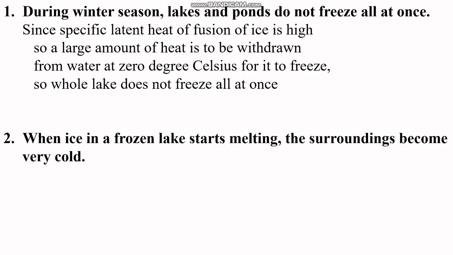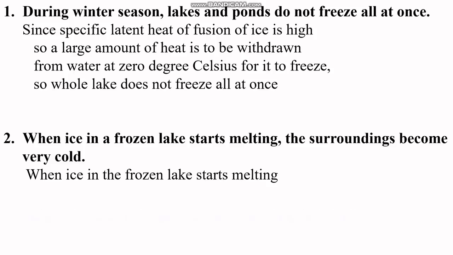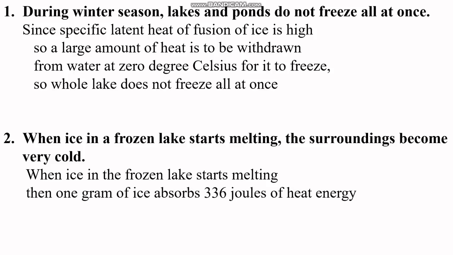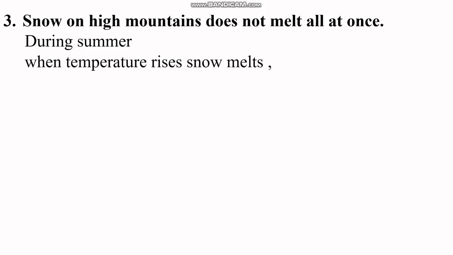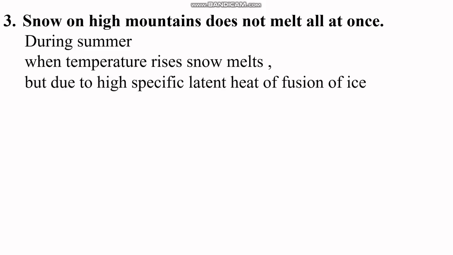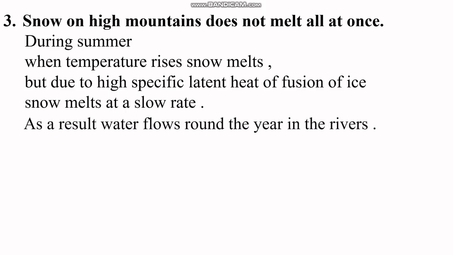Secondly, when ice in a frozen lake starts melting, the surroundings become very cold. When ice in the frozen lake starts melting, then 1 gram of ice absorbs 336 joules of heat energy from the surrounding atmosphere. As a result, temperature of the surrounding falls and it becomes cold. Snow on high mountains does not melt all at once. Had it been so, the plains would have been flooded. During summer, when temperature rises, snow melts. But due to high specific latent heat of fusion of ice, snow melts at a slow rate. As a result, water flows around the year in the rivers.